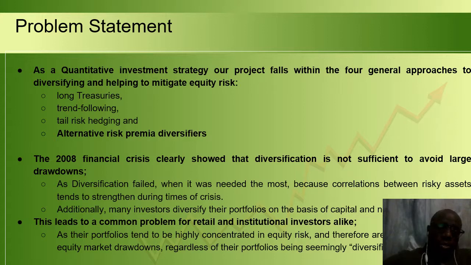Our project was motivated by what we saw from literature. The 2008 financial crisis clearly showed that diversification is not sufficient to avoid large drawdowns. There is so much literature showing how diversification failed when it was needed the most, because correlations between risky assets tend to strengthen during times of crisis. I think we also saw that during our back testing.